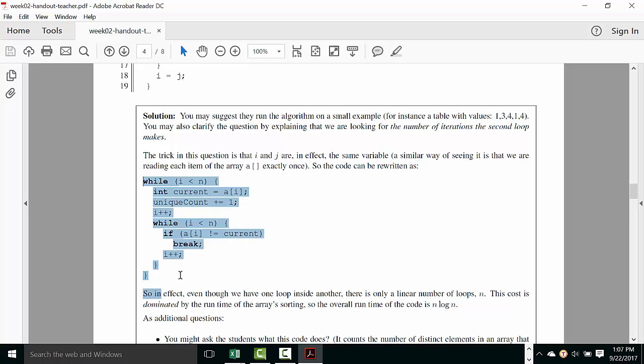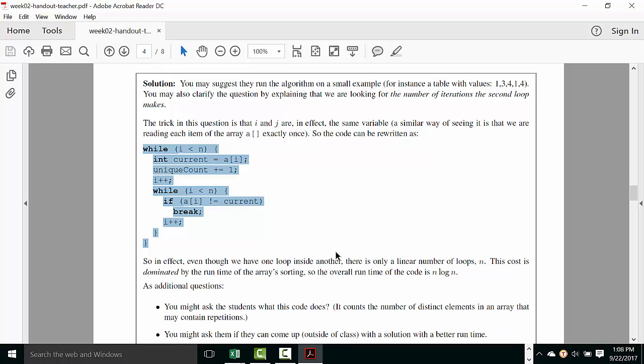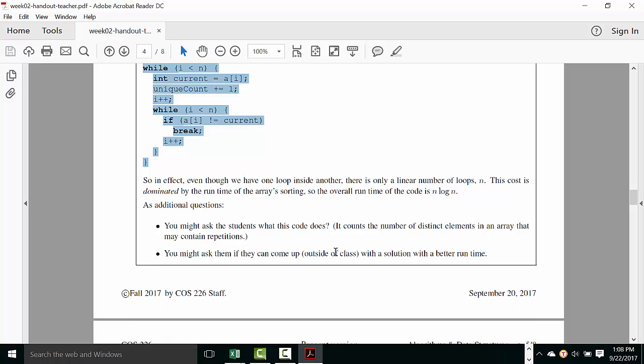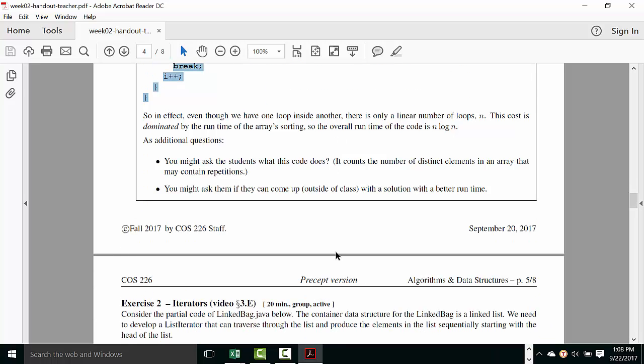So it's not n squared; the loops are n, because really what this code is doing is looking for unique things. If you have this array, the unique things are 1, 3, and 4. So it's finding how many unique things are in an array where possibly there are duplicates. So that's one of the ways to think about that code.